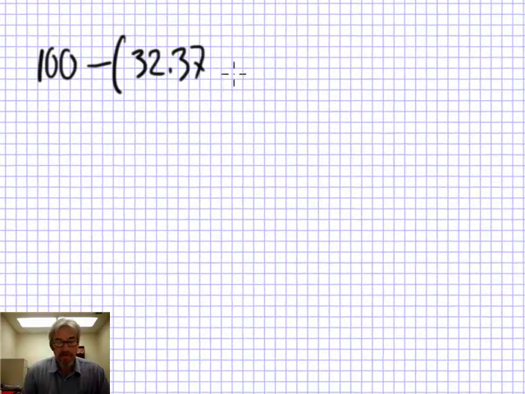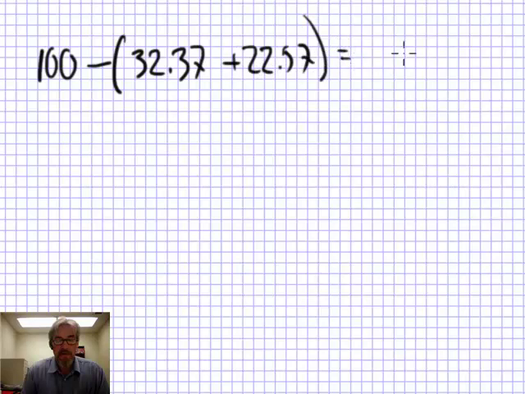Assuming I had 100 grams of the compound, I would take that 100 grams and subtract the amount of sodium and sulfur that I know are there, which is 32.37 for the sodium and 22.57 for the sulfur. And this leaves me the mass of oxygen, which is 45.06 grams of O.